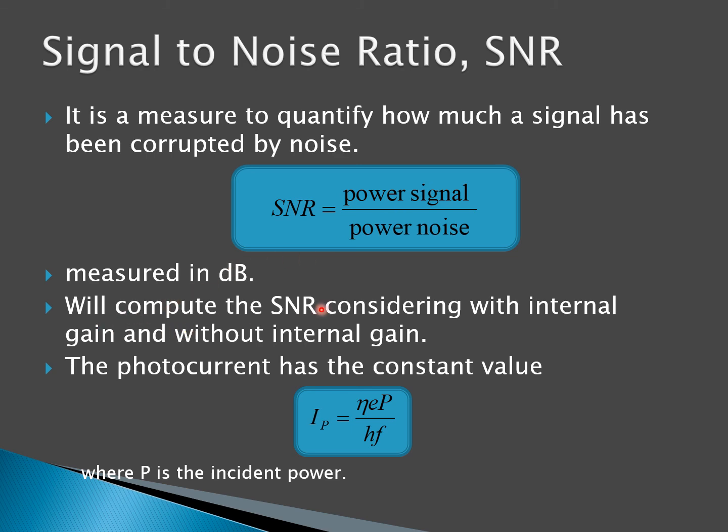We will compute the SNR considering with internal gain and without internal gain. The photocurrent has a constant value, and you know that for photocurrent, the formula is Ip equal to efficiency times e times P, the incident power, divided by hf.